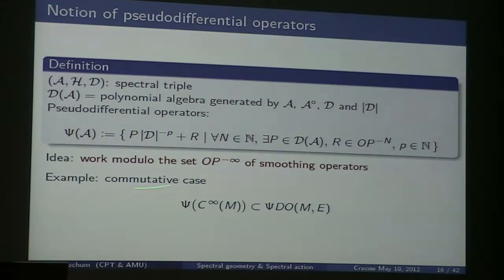And in particular in the commutative case, when your algebra A is C infinity on a manifold, then these pseudo-differential operators are precisely the usual pseudo-differential operators on your vector bundle. So I insist you have mimicked the commutative situation.